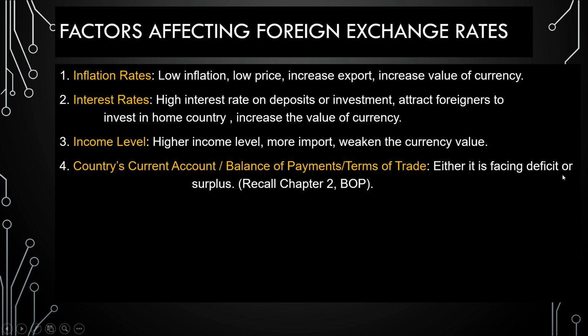And then the country's current account or balance of payment or terms of trade, either it is facing a deficit or surplus. Please recall what we have learned in chapter 2. If our country is currently facing a deficit, one of the measures is to devalue our currency, because we want to reduce the amount of import. So it depends. If currently our country is running a surplus, that means we have a lot of money, and we can buy more foreign currency, for example. So it depends on whether you are currently facing a deficit or surplus.